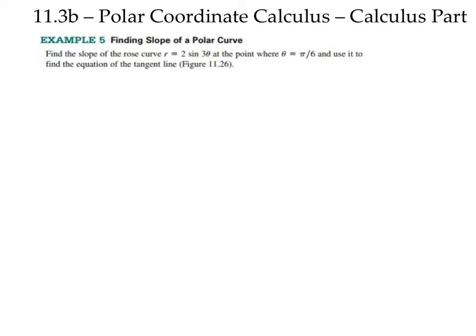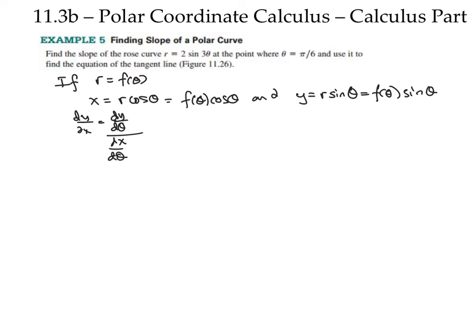So we start off with any polar equation in the form r equals f of theta, and you remember that x is r cos theta, so multiply both sides through by cos theta and you'll get r cos theta is f of theta cos theta, and r sine theta is f of theta sine theta. So now we have expressions for x and y, and I can calculate dy dx as dy d theta divided by dx d theta.